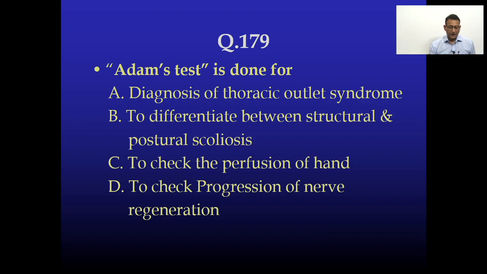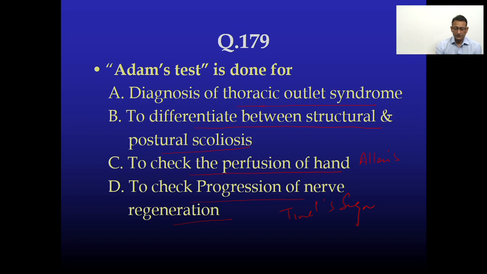179. Adams test is done for. So the choices are for thoracic outlet syndrome, to differentiate between structural and postural scoliosis, to check the perfusion of the hand, to check the progression of the nerve regeneration. I presume we all know that the test to check the progression of nerve regeneration is called Tinel's sign. Okay, and the test to check the perfusion of the hand is called Allen's test.